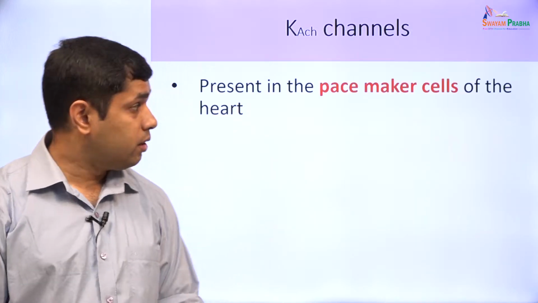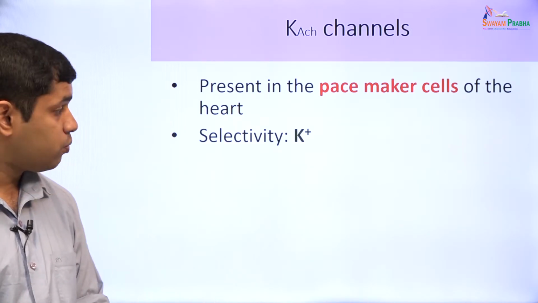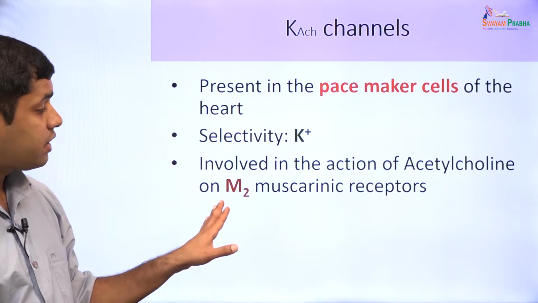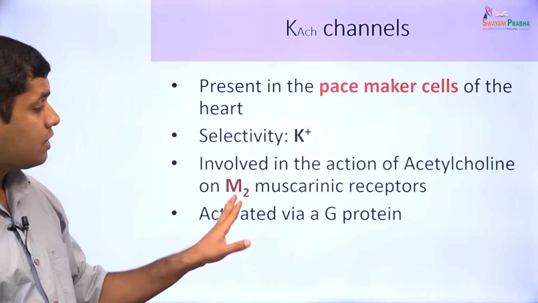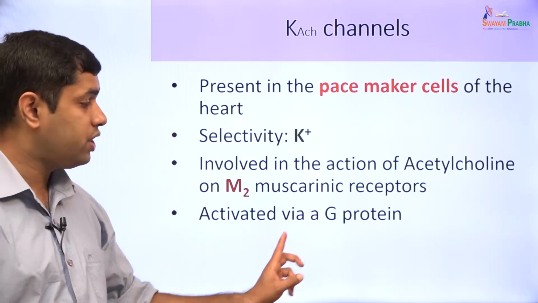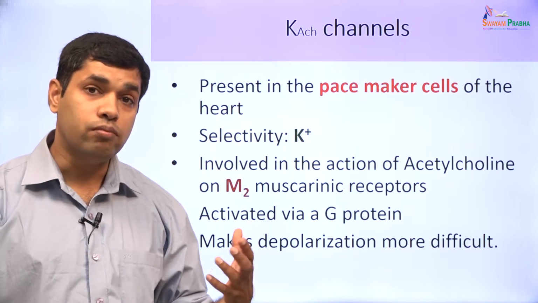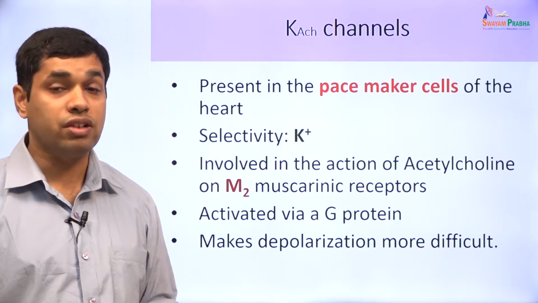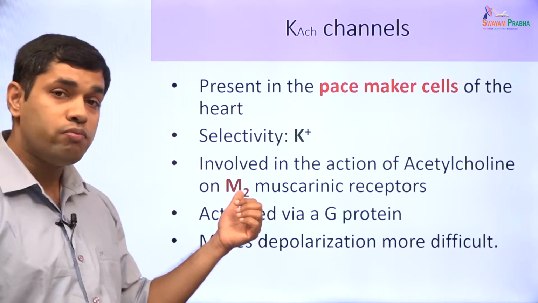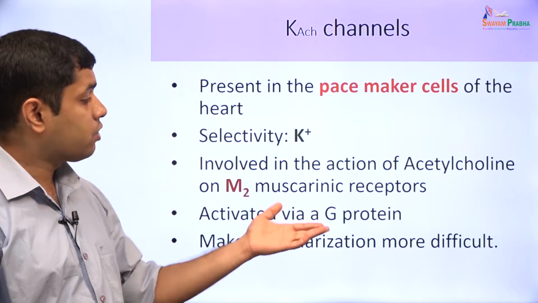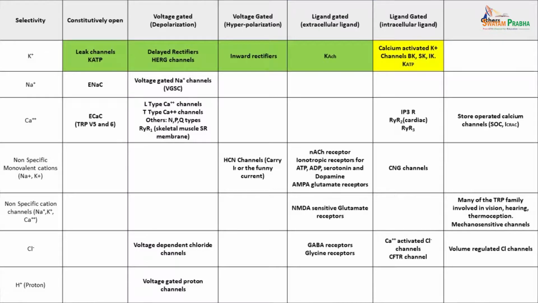The K-ACH channel is present in the pacemaker cells of the heart. It's selective for potassium once again, and this is how acetylcholine acts via the M2 muscarinic receptors. So acetylcholine acting via the M2 muscarinic receptors activates a G protein, and this makes depolarization of the heart more difficult, and therefore it slows down the heart rate. So acetylcholine slowing down the heart rate is because of its action on M2 muscarinic receptors, which act via a G protein on the K-ACH channel, therefore slowing down the heart.